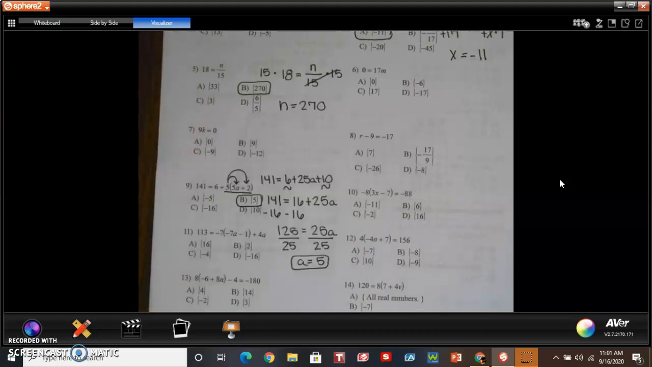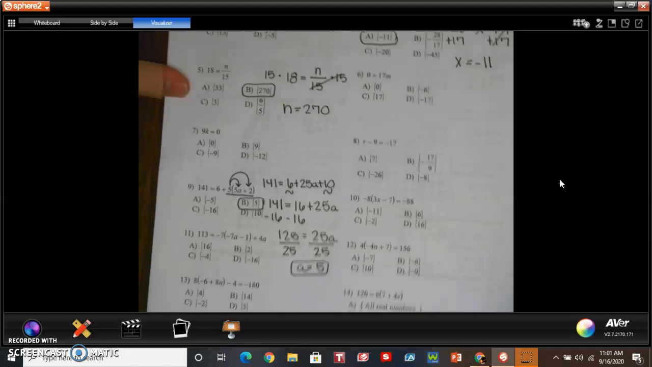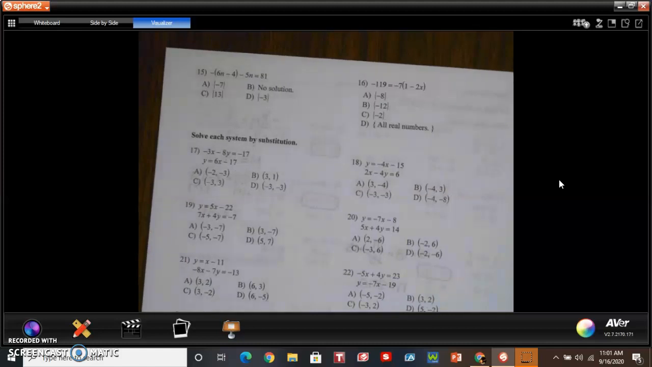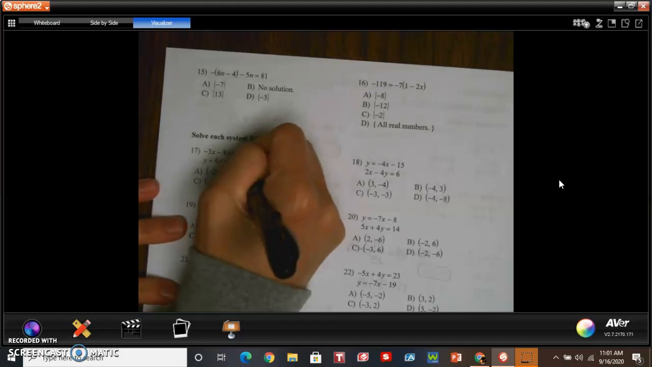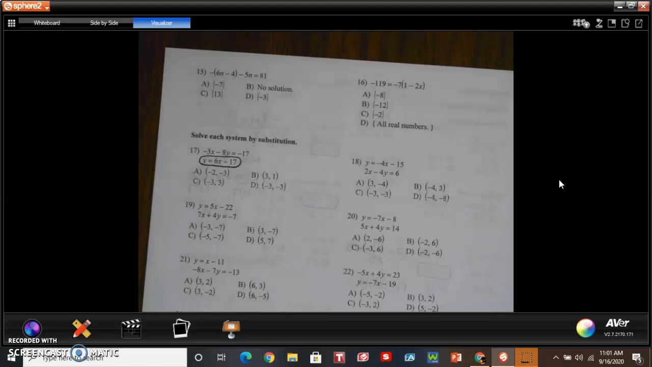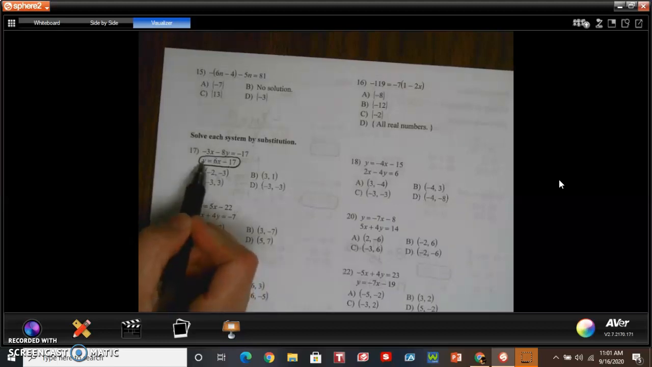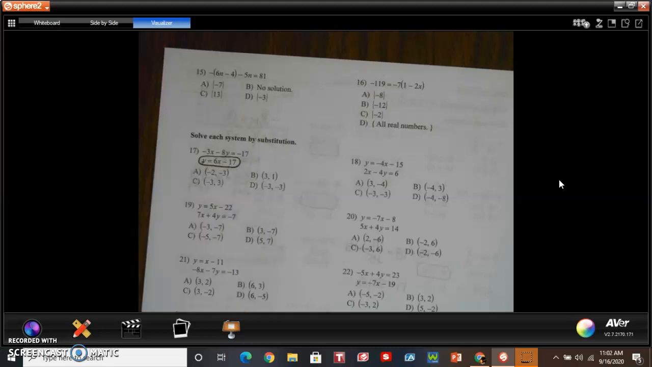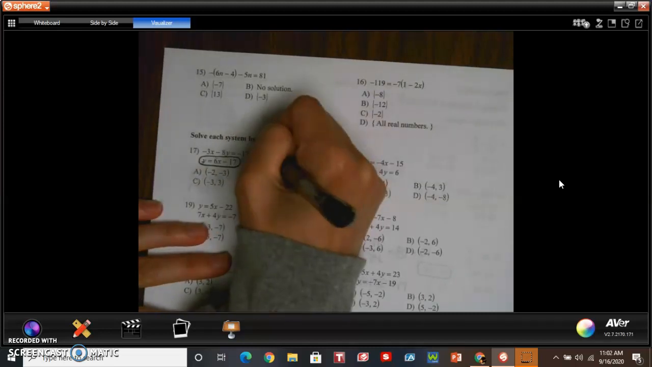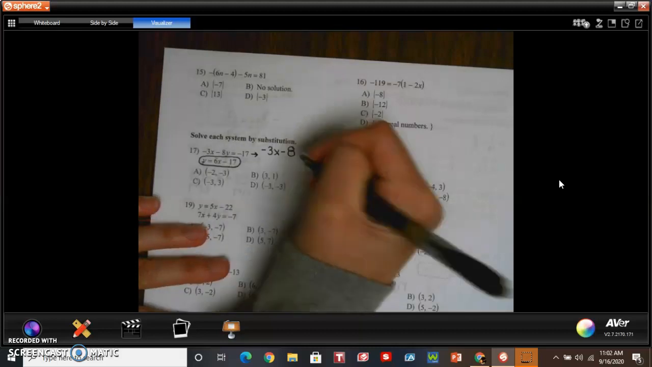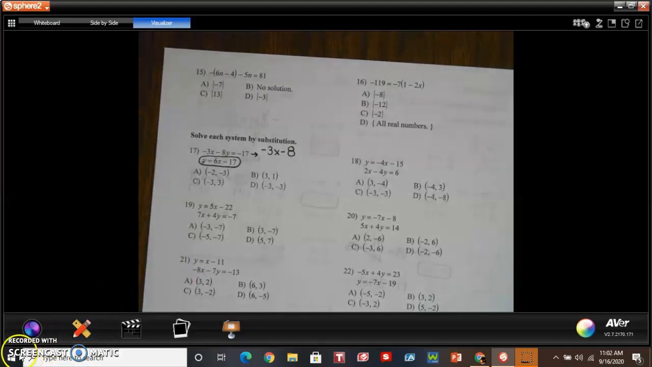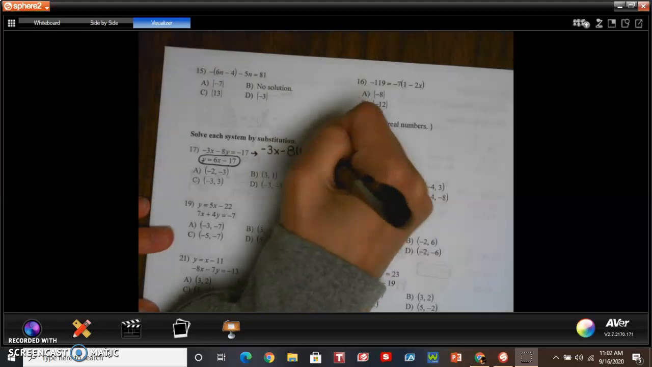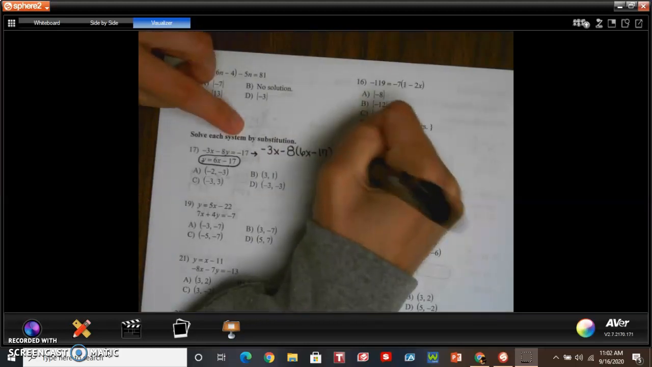All right, let's see what else I went over with that. Aha. I went over solving a system using substitution. Okay, so the first thing you want to do is look for the equation that says y equals something. So that would be this one right here in number 17. So what this means is in the other equation, if there's a y, we're going to plug in its place 6x minus 17. So this top equation now is going to turn into negative 3x minus 8, and instead of y, we're going to plug in 6x minus 17 equals negative 17.